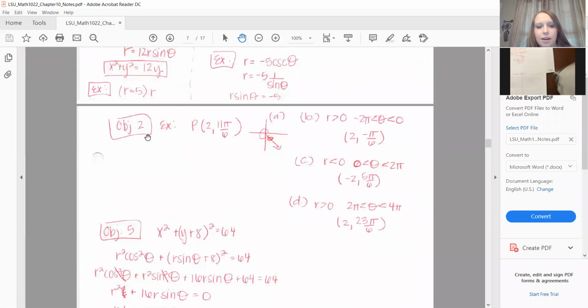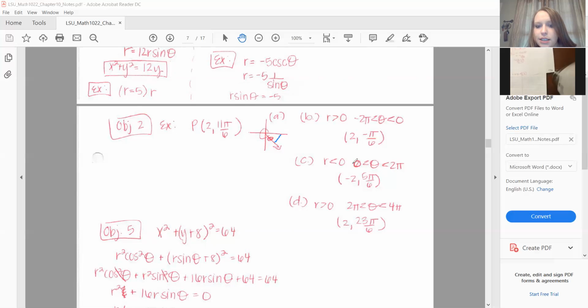Okay, so right here, objective 2. Let me come to annotate. Okay, so I got 2 and 11 pi over 6. Where does 11 pi over 6 land? In the 4th quadrant. Okay, that's just for us to know. So for A, you plot it first, so that is A. R is positive, so it's still 2, but now theta is negative. If I went down right here, what is that angle? Negative pi over 6.